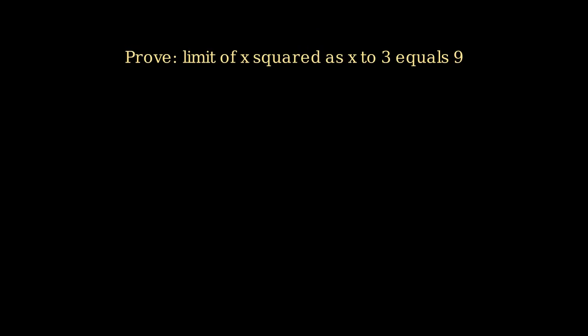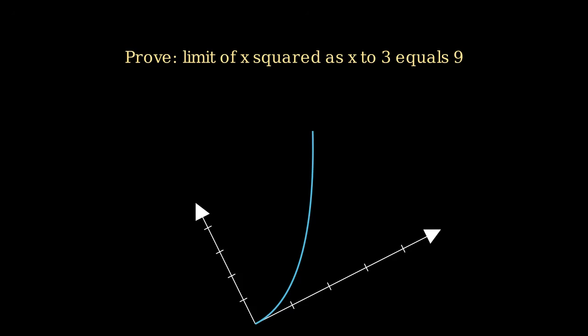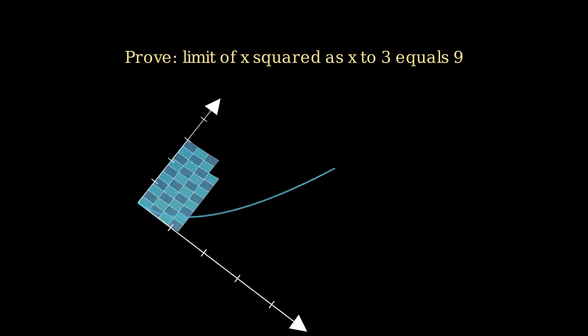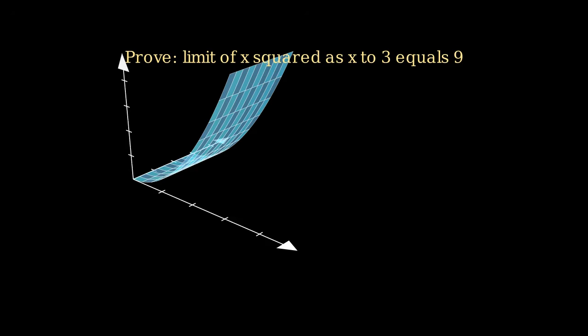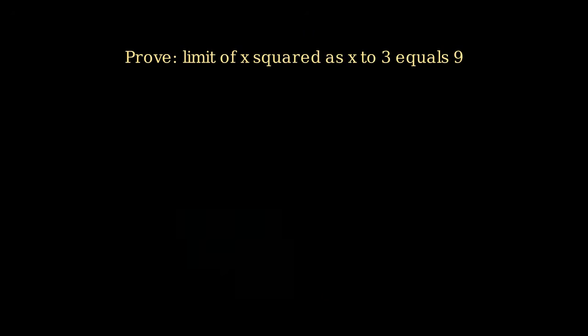We will prove that the limit of x squared as x approaches 3 equals 9 using the full epsilon delta method. On screen, picture the curve of y equals x squared, shown first in a clean two-dimensional view, then as a fuller three-dimensional surface breakdown, with the same running caption updating in place as we go.